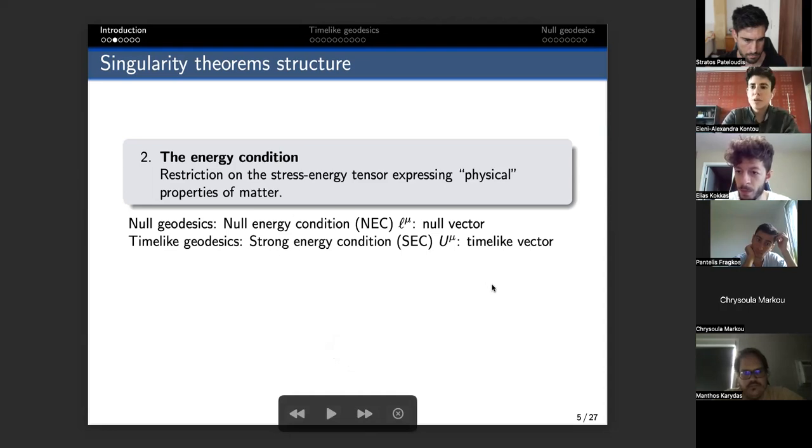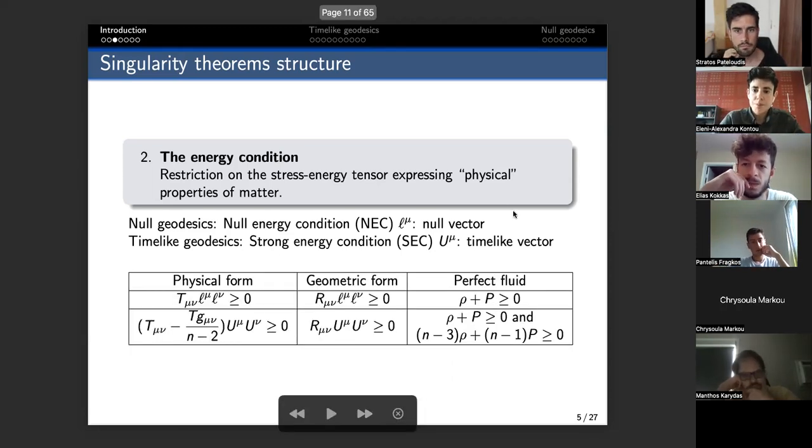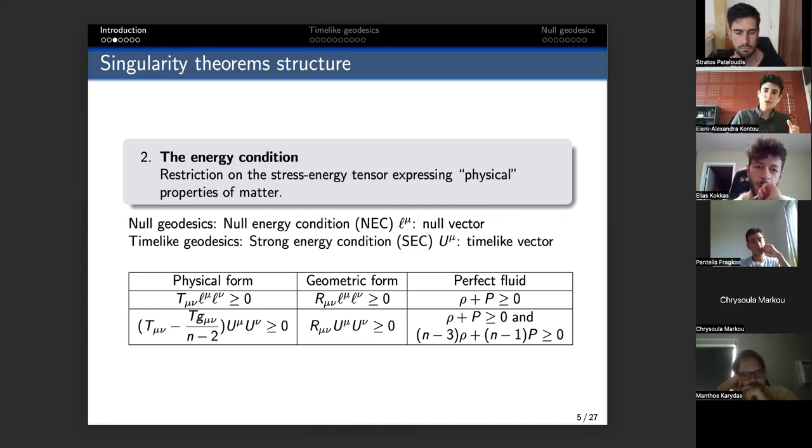The second condition, which is the one I'm most interested in, is the energy condition. Energy conditions generally express restrictions on the stress energy tensor. And we usually say they express physical properties of matter. We'll see how physical these properties are. The original singularity theorems used the null energy condition for the null geodesics and the strong energy condition for the time-like geodesics. What we call the physical form of the energy conditions is that they're expressed as contractions of the stress energy tensor.